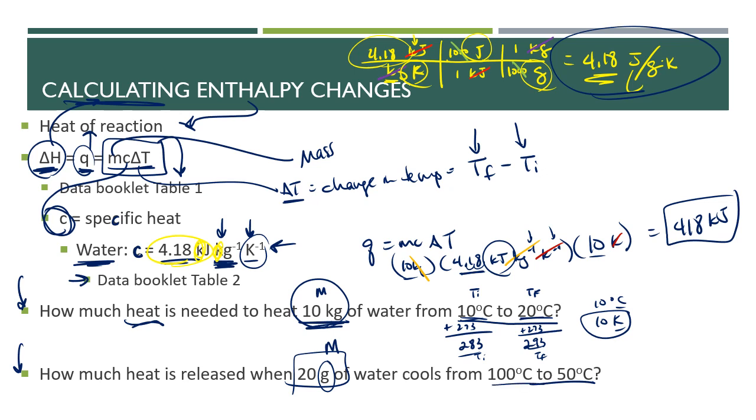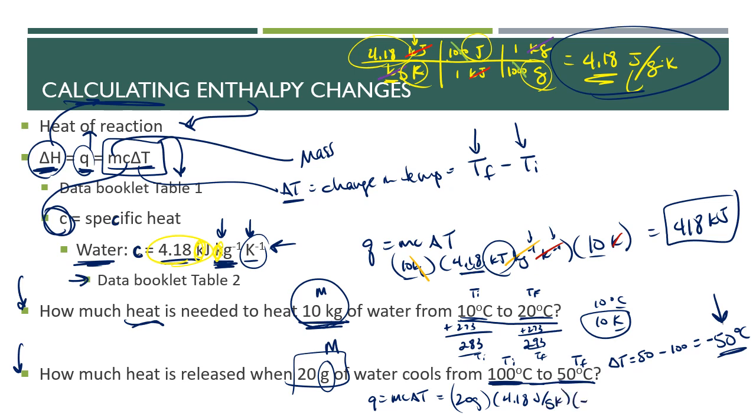My delta T is going to be, careful here, T final is 50, temperature initial is 100. So my delta T is negative 50 degrees Celsius. My temperature went down, that water cooled off. So when I do Q equals mc delta T, we're going to get those 20 grams of water times 4.18 joules per gram Kelvin or Celsius, same thing, times negative 50 Celsius.